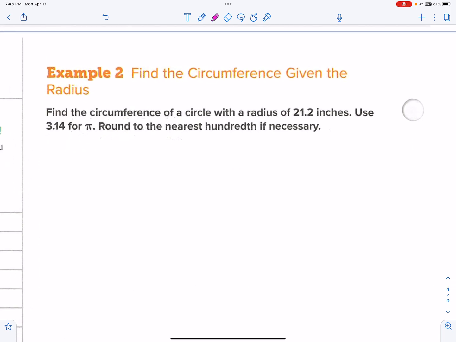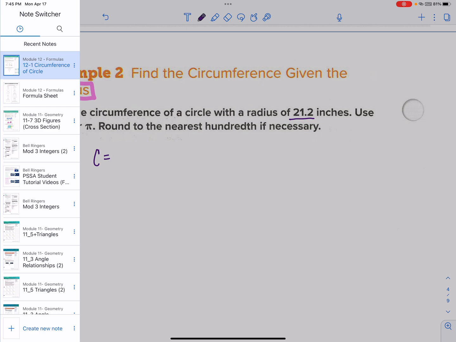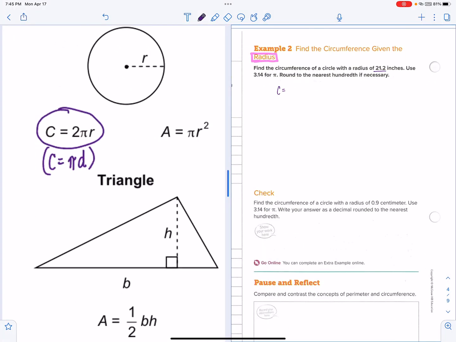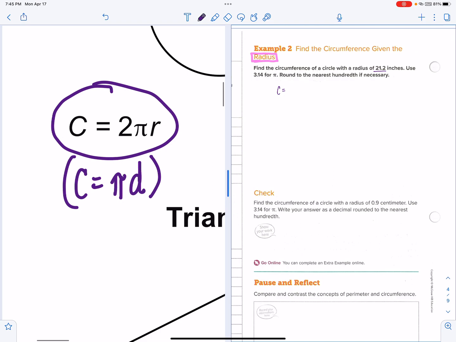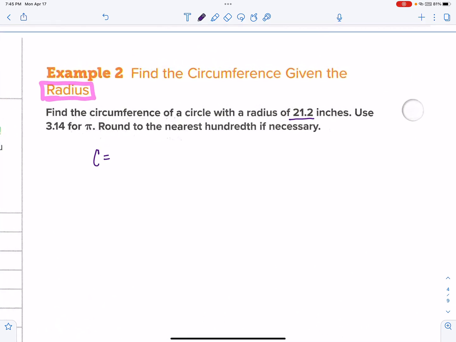Now this is finding the circumference if we're given the radius. Last time we were given the diameter, and so you can sort of think which formula is going to make more sense. There's a radius of 21.2 inches. So we know that the formula, and if I didn't remember, I could look at my formula sheet, for circumference is 2 pi r, or circumference equals pi d. For this one, I'm going to use 2 pi r, since I know the radius. I could do diameter. I would just have to double the radius, right?